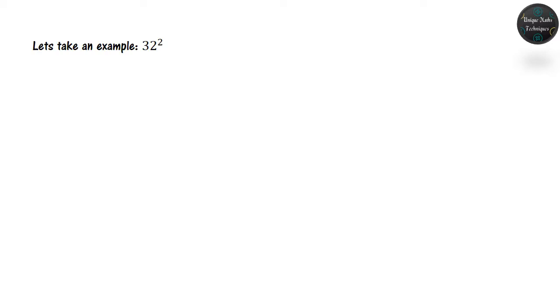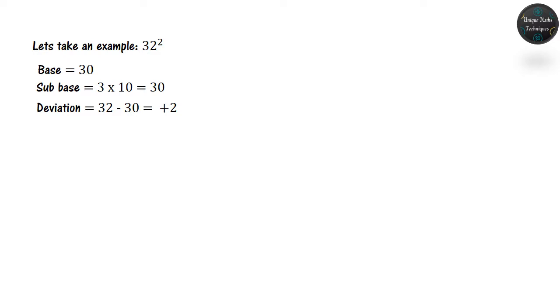Let's take an example of 32 square. Here let's take 30 as a base because 32 is closer to 30 and it is also a multiple of 10. Now the subbase is 3 because 3 into 10 gives us 30. So that is why our subbase is 3. Now to calculate square, we need to calculate deviation. So deviation is basically how much the number is more or less than the base. Here the number is 32 and it is more than 30 by plus 2. So that is why plus 2 becomes a deviation.